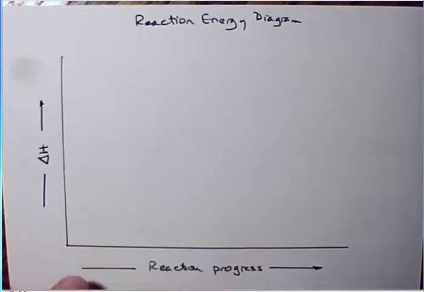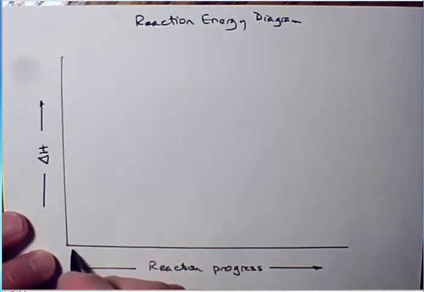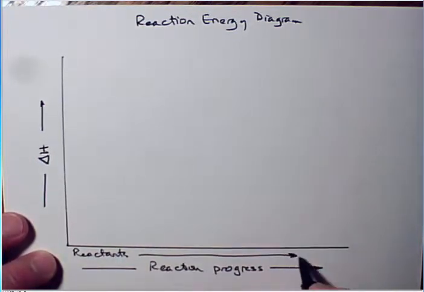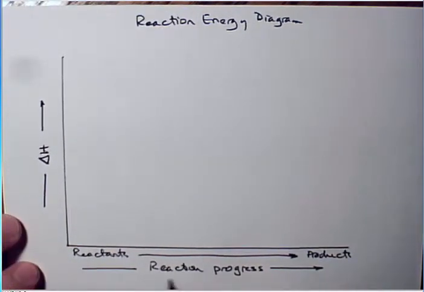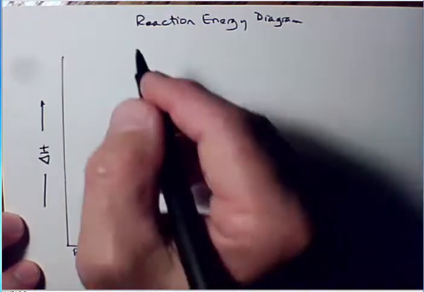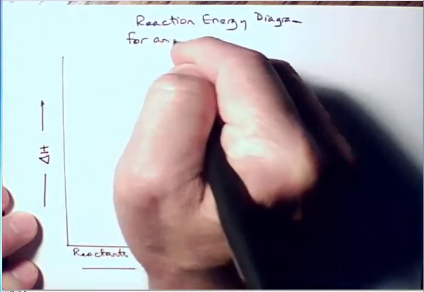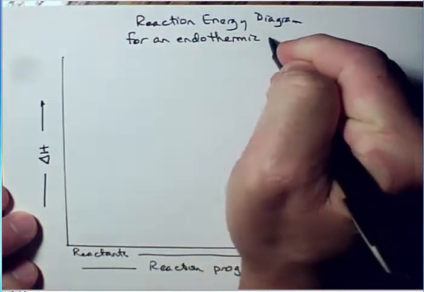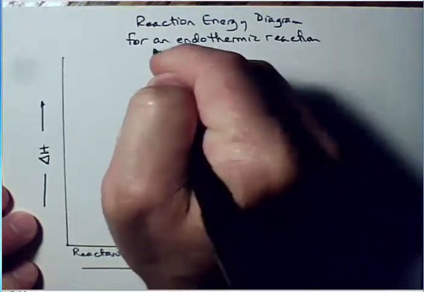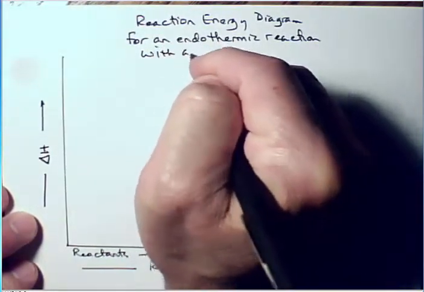Okay, you could label this as reactants and products. That's fine too. Either one or both is probably fine. These are reactants going to products. So either label on the x-axis is acceptable. And so for an endothermic reaction, with a catalyst.